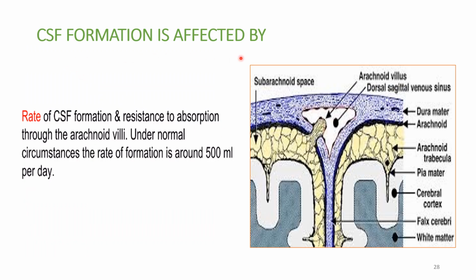The CSF formation is affected by the rate of CSF formation and the resistance to absorption through the arachnoid villi. So, under normal circumstances, we know that 500 ml of CSF will be formed per day. The rate of CSF formation will depend on the absorption through the arachnoid villi. So, this is the arachnoid villi. This should absorb the CSF. If it is not absorbing, then the rate of formation will also be decreased.